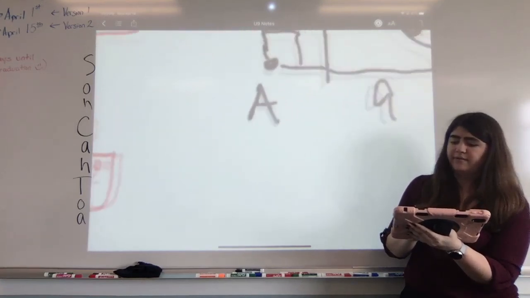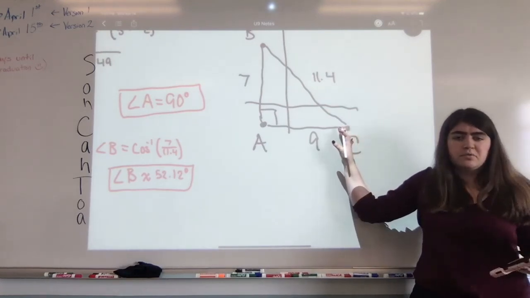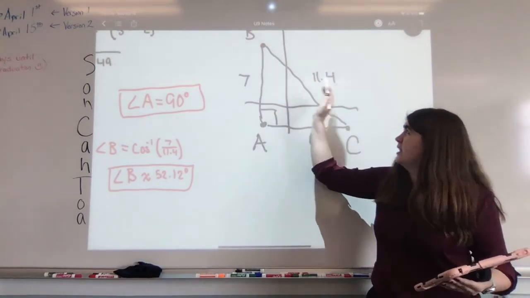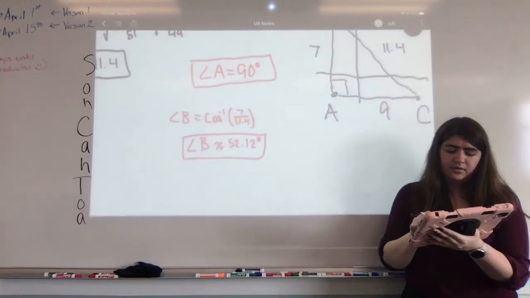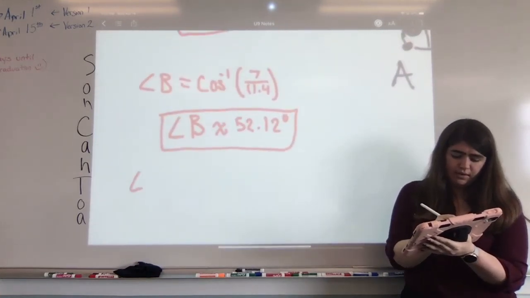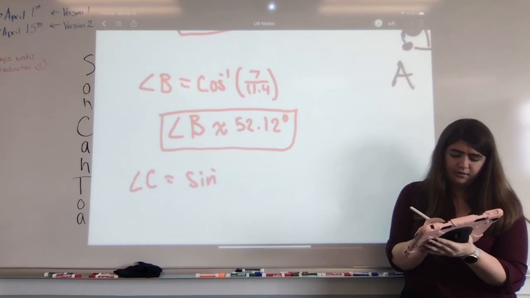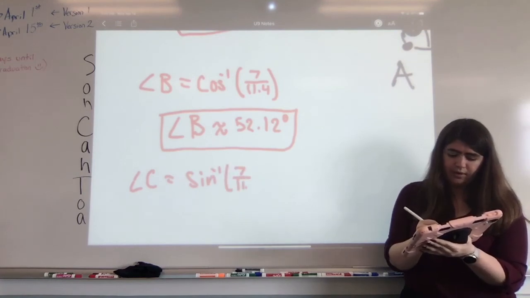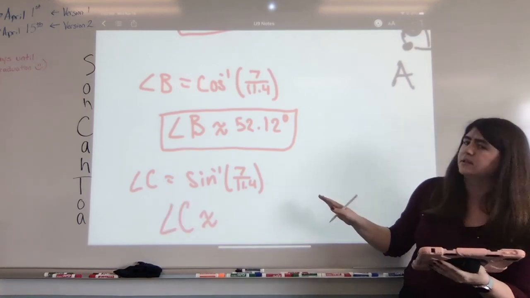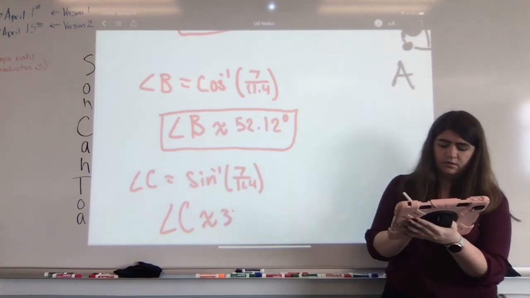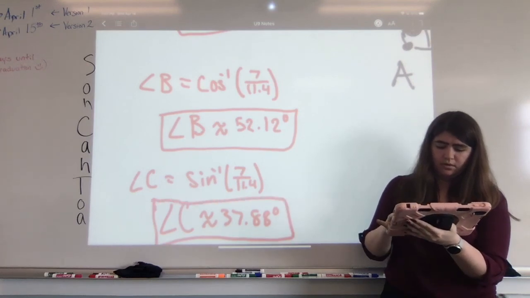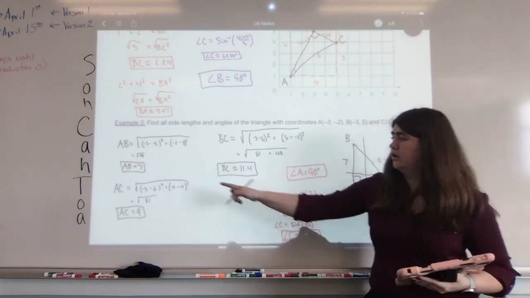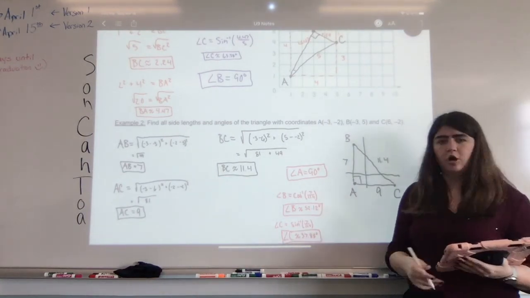And then we also have angle C to solve for. I'm just going to use those same side measures. So I have 7 and 11.4. This time 7 is opposite, so we're going to be using the inverse sine. So angle C is equal to the inverse sine of 7 over 11.4. When we plug that in our calculator, that gives me that angle C is approximately equal to 37.88 degrees. All right, so there is all three of our side lengths and all three of our angles.